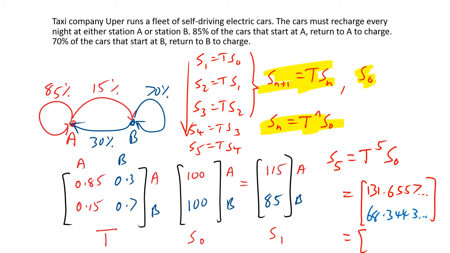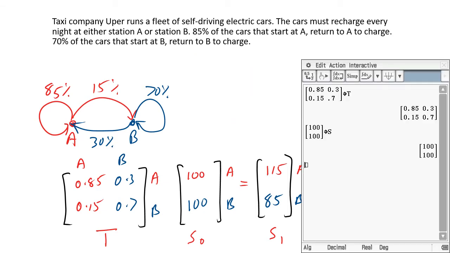So S5. Now think about that. S0 was Monday, so S1 is Tuesday, S2 is Wednesday, S3 is Thursday, S4 is Friday, so S5 is Saturday. So if they asked you how many cars would be at A on Saturday, you would say 132. And how many cars would be at B? You would say 68, and we can still see that the total equals 200 cars. We haven't lost any cars, had any accidents, and that would be our answer. So you can see how this formula does work for us, just like compound interest. Okay, finally the calculator stuff.